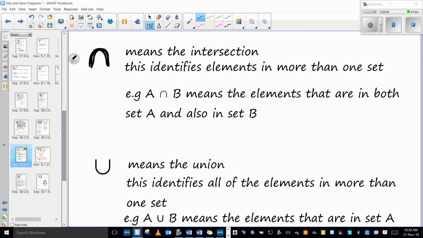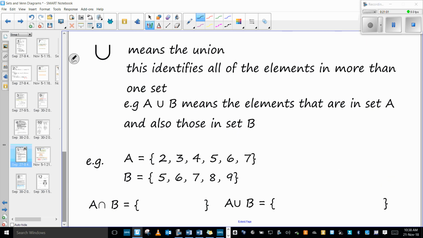So here we go. It's a numerical example here. So this is list A. So this is set A. This is set B. A intersection B. So I'm looking for anything that's listed in here that is also listed in here. So which numbers are listed in both? 5, 6, 7. So that would be my intersection because they are the ones in both.